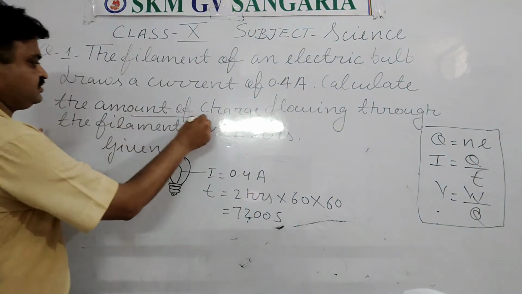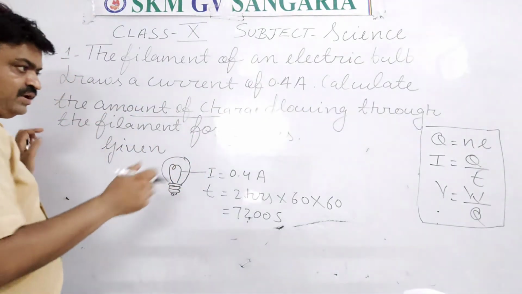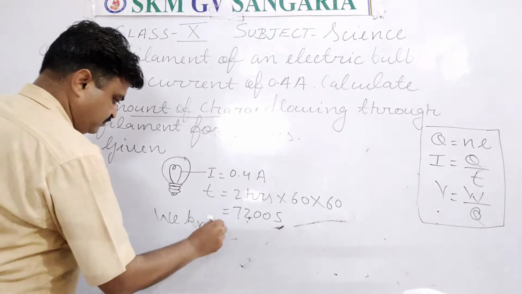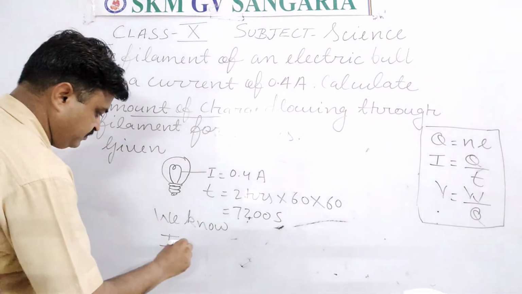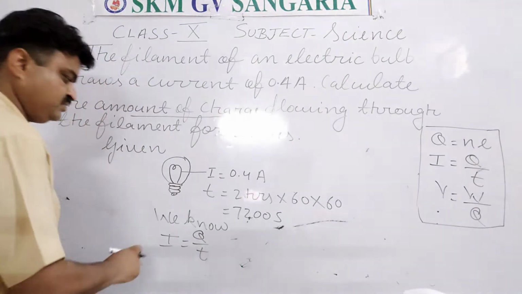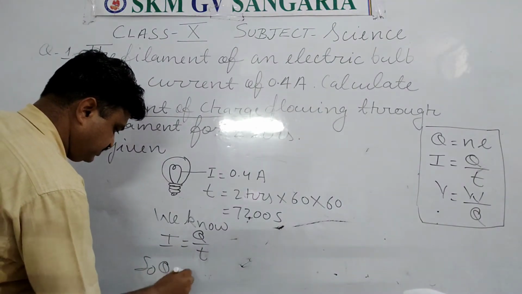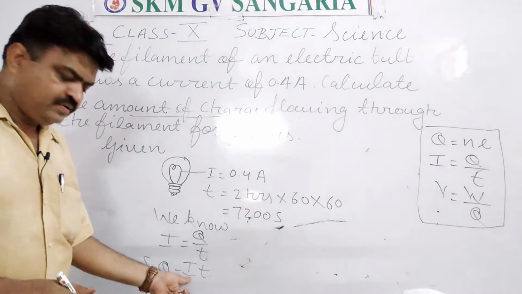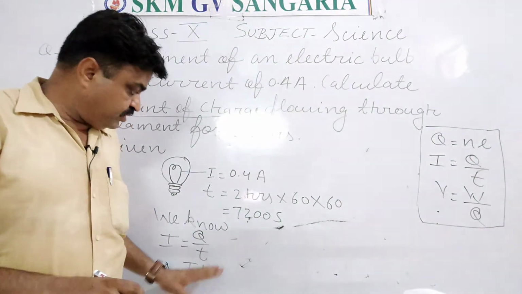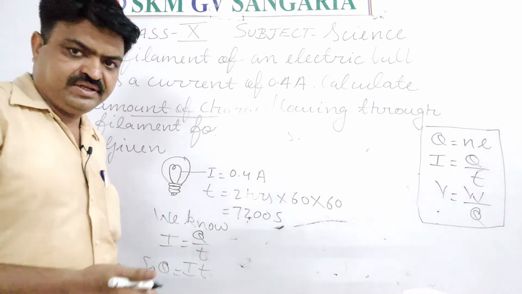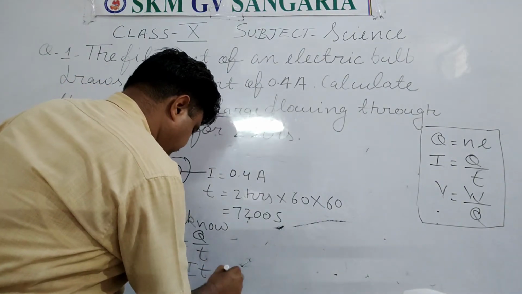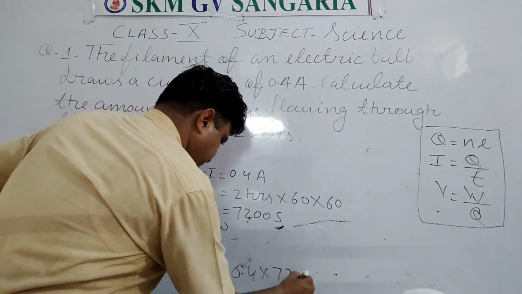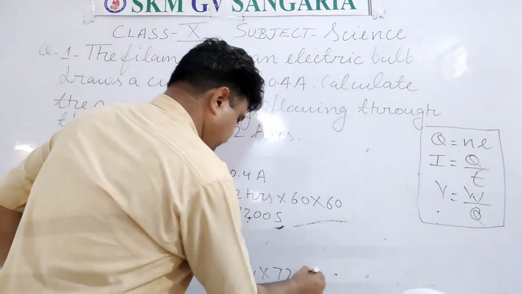Calculate the amount of charge. The formula that we will use here: we know I is equal to Q upon T, so Q is equal to I into T. Now you put all these quantities in this formula and you will get the answer. I into T is 0.4 into 7200.